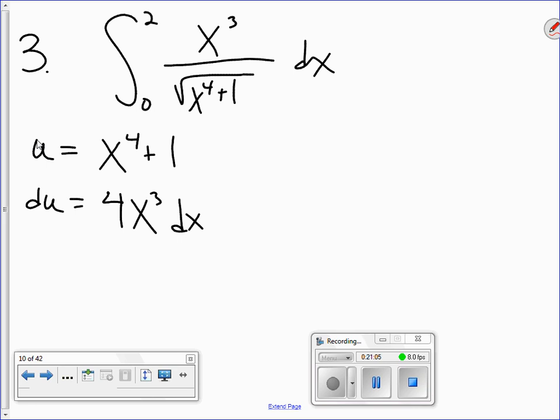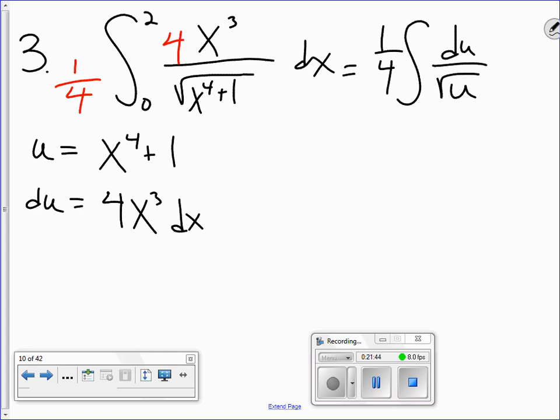Alright, so then you gotta think, what do I need inside? A 4, so what do I put on the outside? Now, when you go to rewrite it, everything has to be in terms of u. So realize, these limits of integration, that's from x equals 0 to x equals 2. So don't write those yet. Let's just rewrite everything in terms of u. We'll save the limits of integration. So we have 1/4 the antiderivative of du over radical u. The u's just the x to the 4th plus 1.